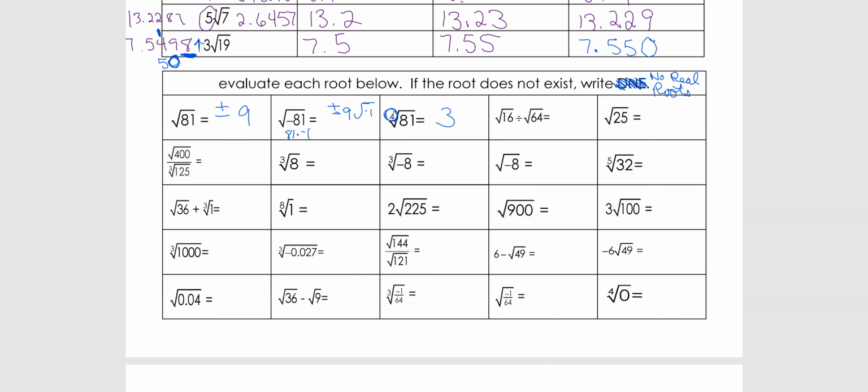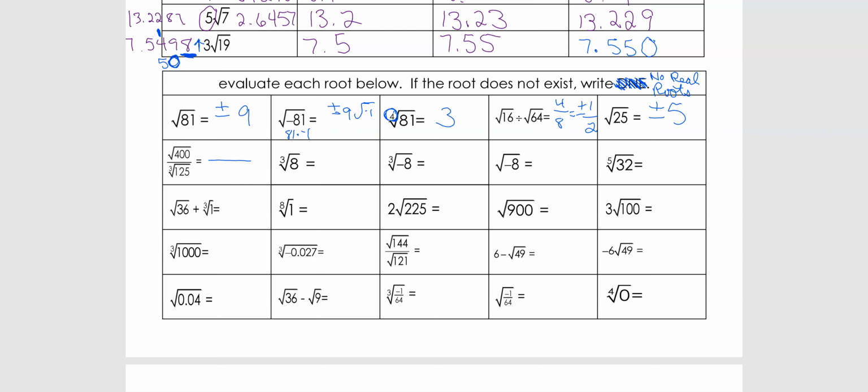Okay, so our next problem is square root of 16 divided by square root of 64. This is pretty simple. I didn't want to factor it out here, as I did for the fourth root of 81, but this is simple enough. Square root of 16 is 4. Square root of 64 is 8. And so the answer to this would be plus or minus 1/2. Positive or negative. Square root of 25 is positive or negative 5. That's one of our perfect squares.